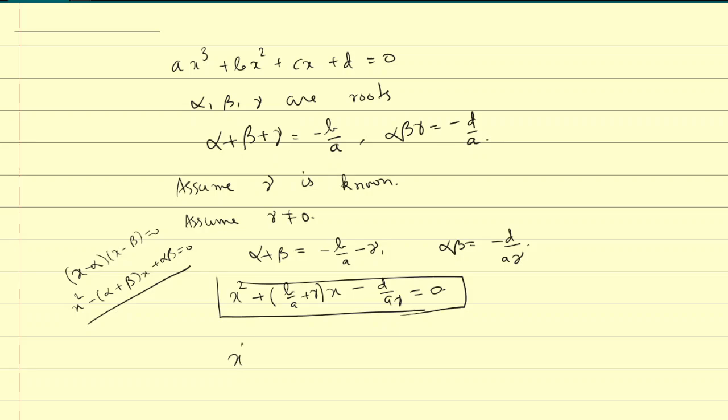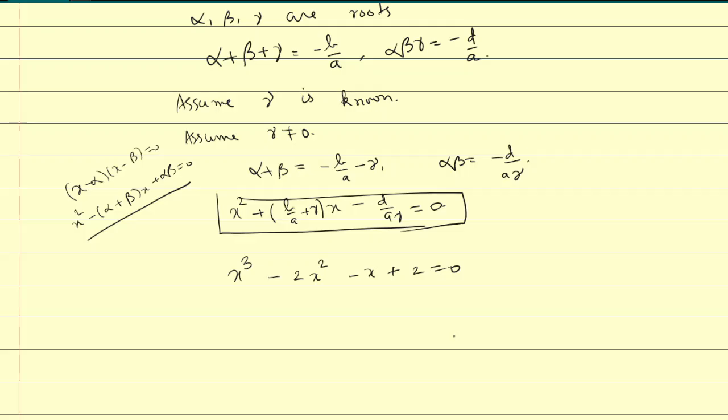As an example, let us see this equation: x cube minus 2x square minus x plus 2 equal to 0. Easily we can see that x equal to 1 works here. When x is 1, then you are getting 1 minus 2 minus 1 plus 2, which is 0. Therefore x equal to 1 is a root, so we can take gamma to be 1.